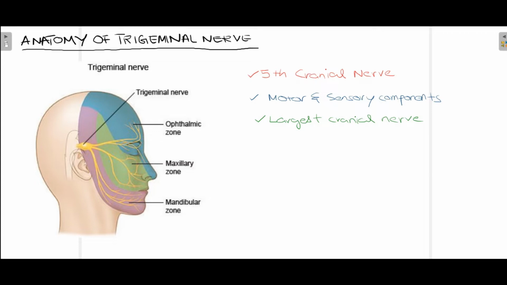Now the trigeminal nerve is further divided into three parts. The first is V1, which is called the ophthalmic zone. The second part is the maxillary zone, which is V2, and the third part is the mandibular zone, which is V3. As the name suggests, these three divisions supply specific areas of the face. The ophthalmic zone supplies the area around the orbits, the maxillary zone supplies the area around the maxilla, and the mandibular zone supplies the area around the mandible. The nerve originates intracranially, and then extracranially it divides into these three parts.